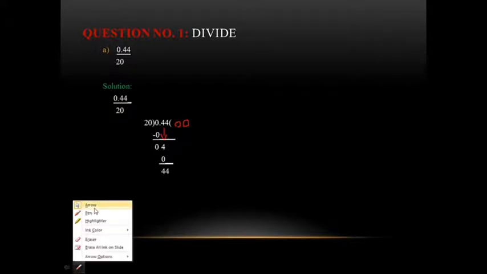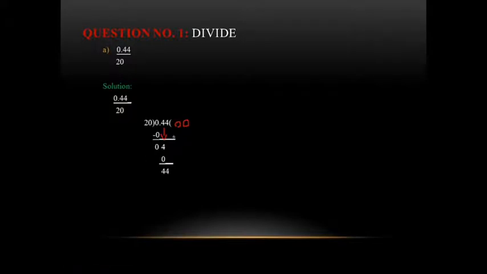Now we will bring the next digit down, and the next digit is 4. So we bring 4 down. What is left? 44. And here 44 is greater than 20, and now we can multiply 20 with 2 to get 40. So 20 into 2 is 40. Then do the subtraction. So we are left with 4 only.